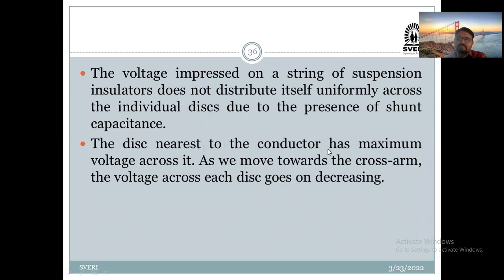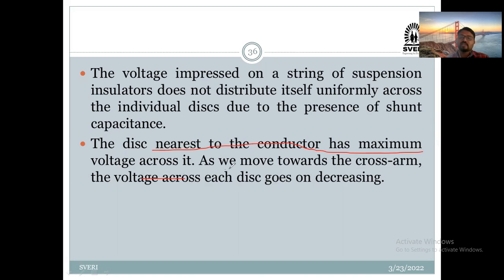Okay, see, whatever we have discussed now is given here. Baga kay bantat tani, the voltage impressed on the string of suspension insulators does not distribute uniformly due to the presence of shunt capacitance. Manje fakta jar self capacitance hota tithe ka hota, voltage distribution uniform hota. But due to the shunt capacitance, the voltage distribution is not uniform. And the disc nearest to the conductor has the maximum voltage across it. I have already told you.